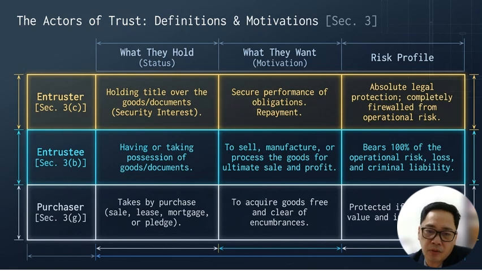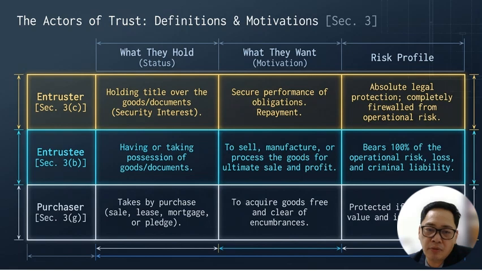items by purchase. So the purchaser is the market participant motivated to acquire the goods or property. Under Section 3F, their method of acquisition is defined very broadly. It is not just a standard sale, but also includes taking by conditional sale, lease, mortgage, or pledge. So if you look at this, the person is broadly defined to ensure wide participation in these transactions.